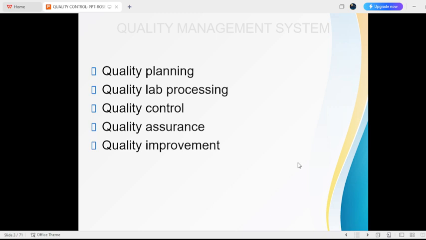And for quality control, we have a quality management system to control all the procedures. So under the management system, we have proper quality planning and quality lab processing, which means all the systems and techniques we use in our laboratory should attain quality. Next is quality control and quality assurance, and finally how to improve the quality.